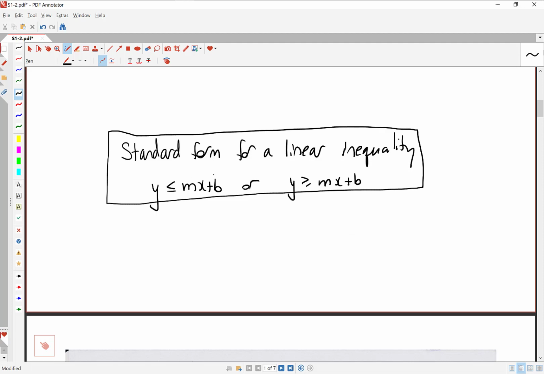Now in this section, we're going to be working with the inequalities that involve both x and y. So we want to define what's called the standard form for a linear inequality, and that is where you get y on its own. So the standard form could look like y is less than or equal to mx plus b, or it could be y is greater than or equal to mx plus b. But the simplest way to think about it is just that you've got y on its own on the left side of the inequality, and then your inequality is in standard form.